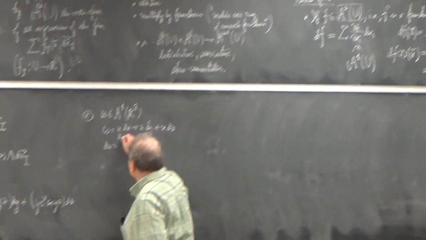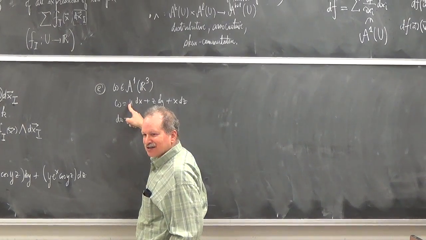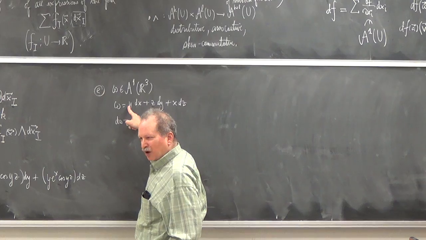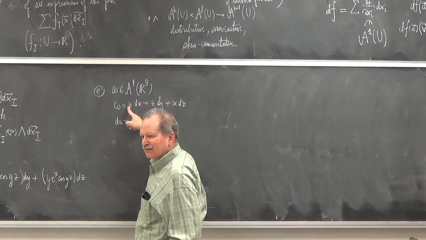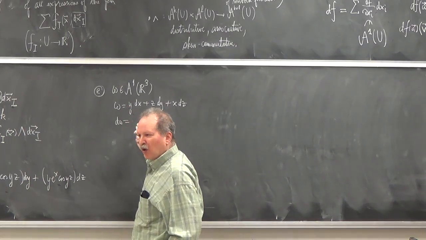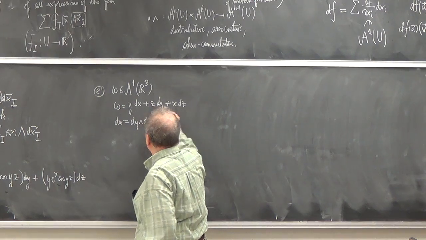I mean, officially you would say, take partial with respect to x times dx, plus partial with respect to y times dy, plus partial with respect to z times dz. So you end up with 1 dy. And what do you get here?